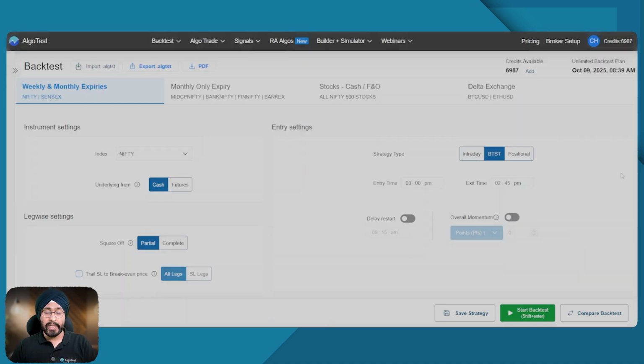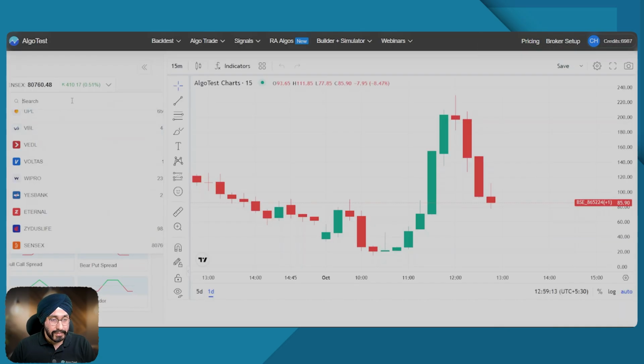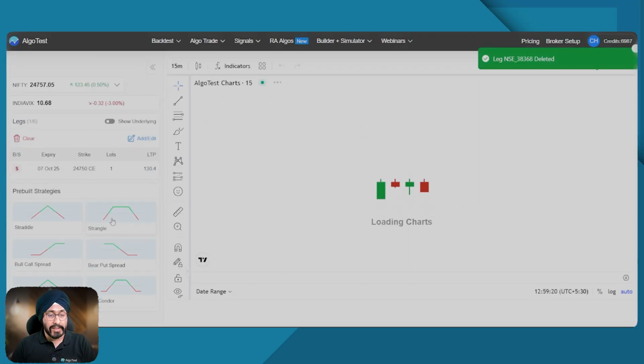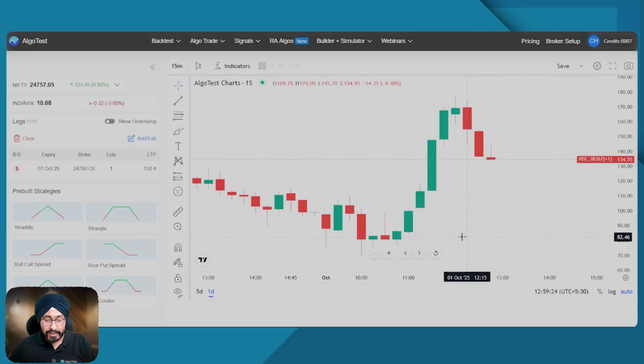So let us understand the idea with the help of charts. Let us take the 24750 call as an example. Today is October 1st. I'm using the 15 minute candles. So what I'm saying is, let me draw the range.